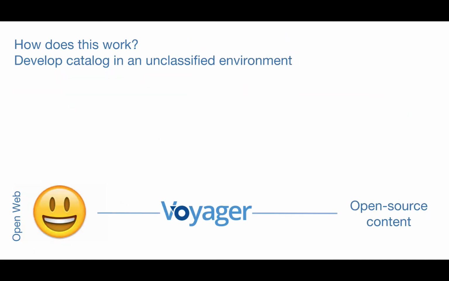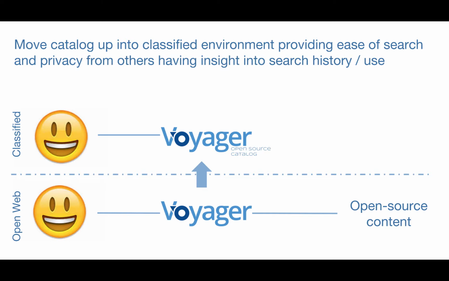So how does this work? First step is to develop a catalog in the unclassified environment. On the right-hand side, we have any of the different open source content collections we want to index. We index those using Voyager and store it there. And then we have a search experience that anyone can use within the open web. Next step is to take that catalog, only the catalog, and we can pull that up into the classified environment. So we're simply copying all the indexed records and their thumbnails and any other metadata properties. We do not move any of the data.